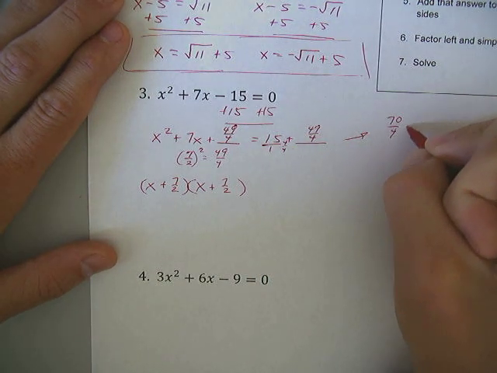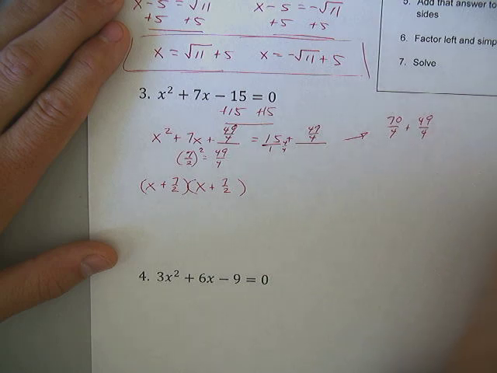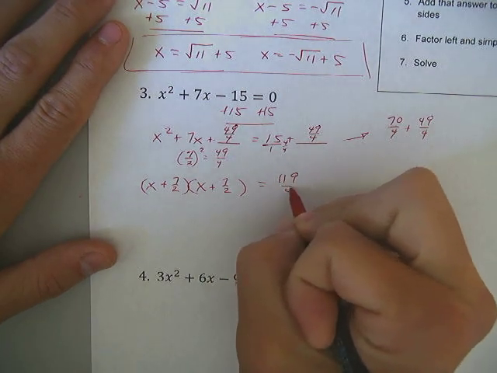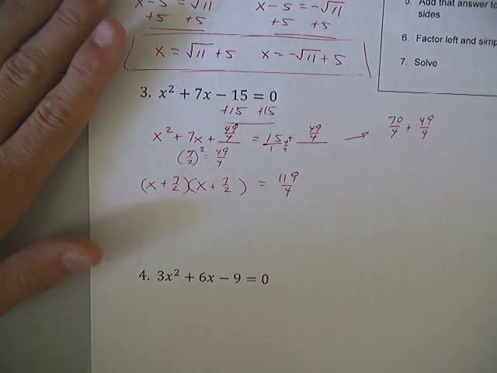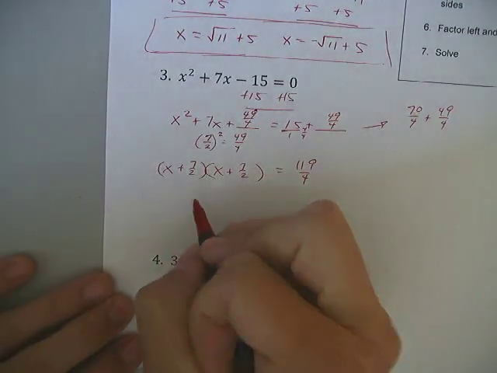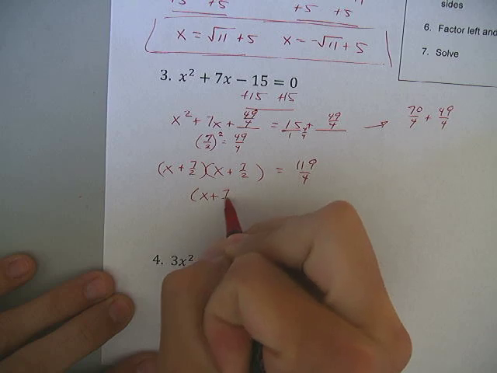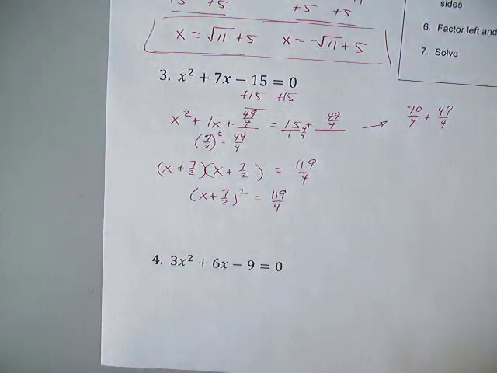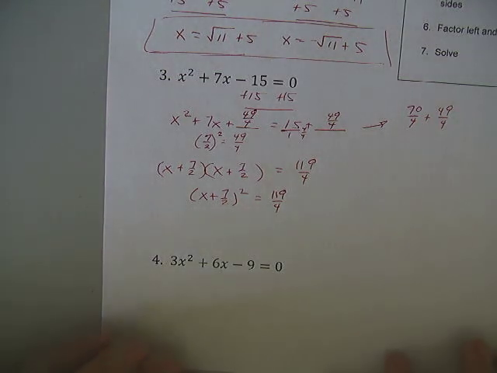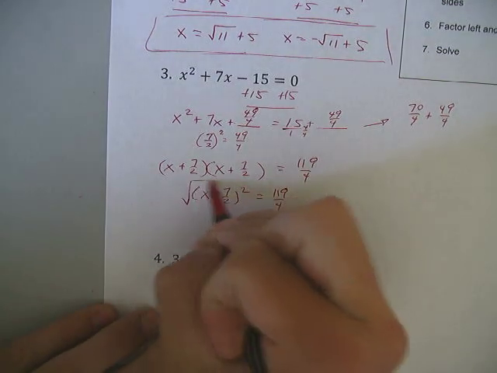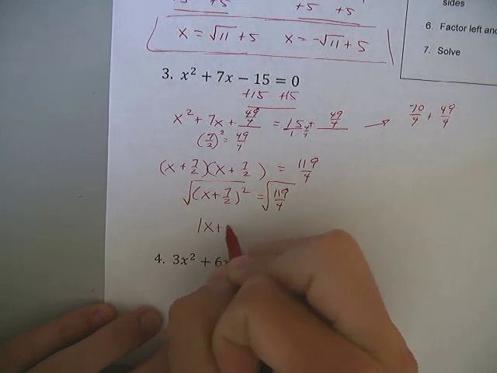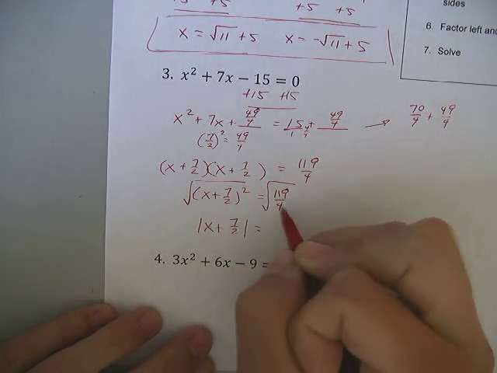Alright, now what about this part? Well, I can't add those together. I need common denominators. Well, this is 15 over 1. So that means I've got to multiply by 4 over 4. So I'll put this work over here. 15 times 4 is 60. And if I add those together, I get 109 over 4. Okay. Next, let's put these together.